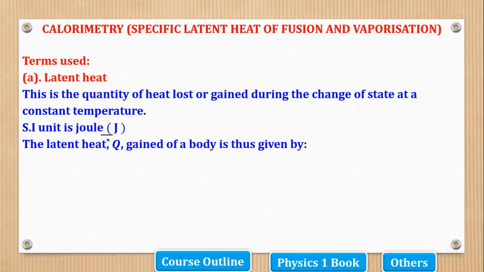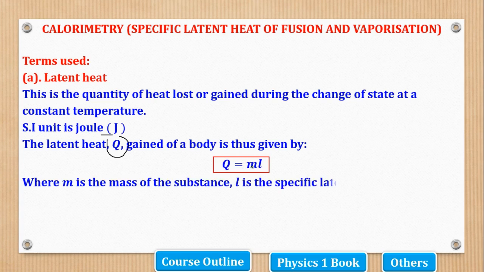Latent heat Q can be given by the formula Q = mL, where m is the mass of the substance and L is the specific latent heat of the substance. It can be specific latent heat of fusion or specific latent heat of vaporization, depending on the change of state. Is it from liquid to gas or from liquid to solid?